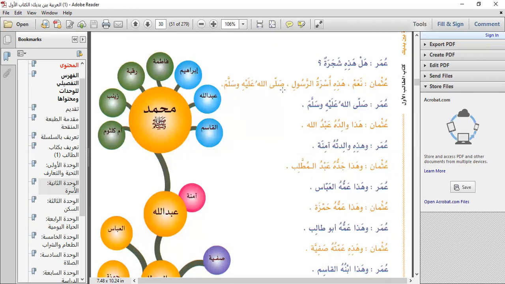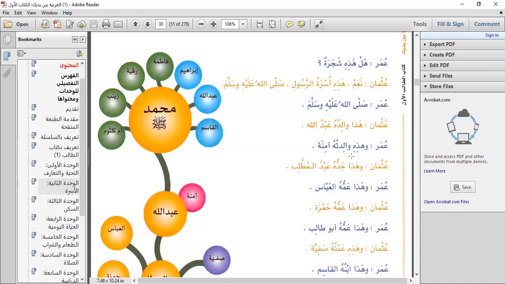Now here, salli means blessings, and salam means peace. Peace and blessings upon him. Umar repeated that, peace and blessings upon him. Here, hadha waliduhu. Walid means, you know, the father. Walidu, hu, his. Now here the hu represents his. Walid with dhamma, hu, means his. His father's name is Abdullah.